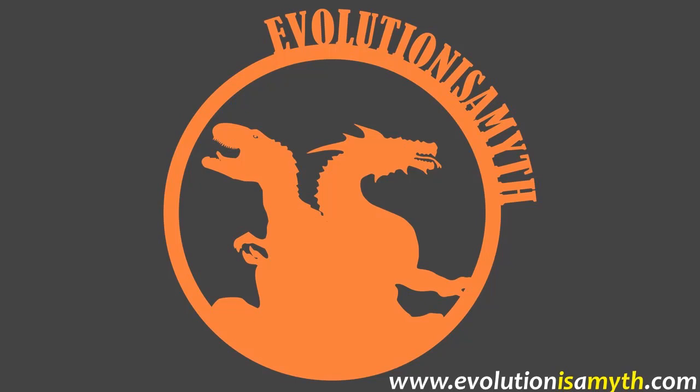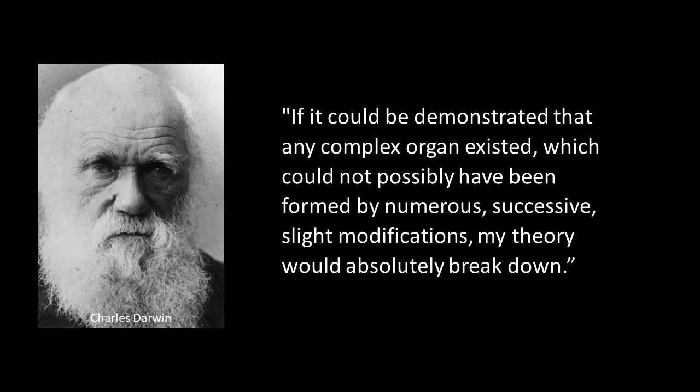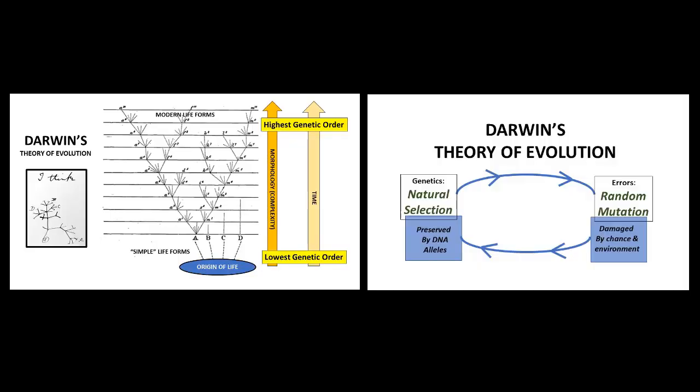Darwin recognized this reality. He wrote in his book Origin of Species, "If it could be demonstrated that any complex organ existed, which could not possibly have been formed by numerous successive slight modifications, my theory would absolutely break down." Darwin noted that at the present time he could find no such case.